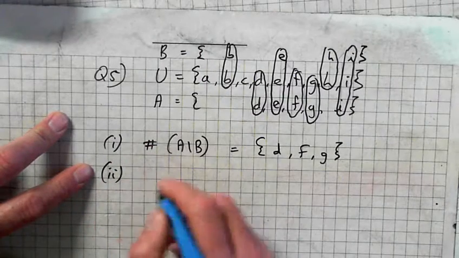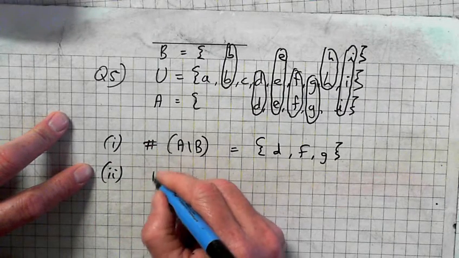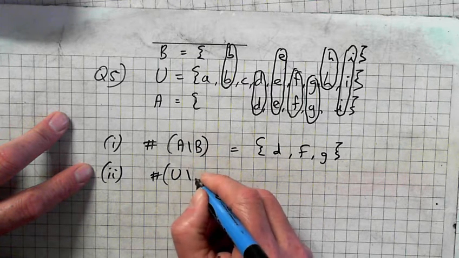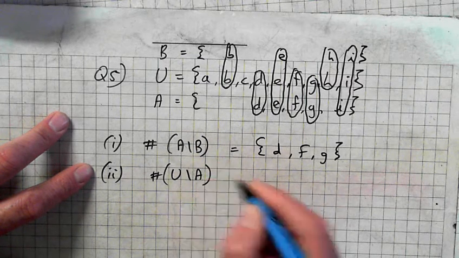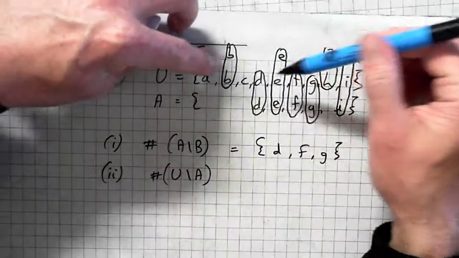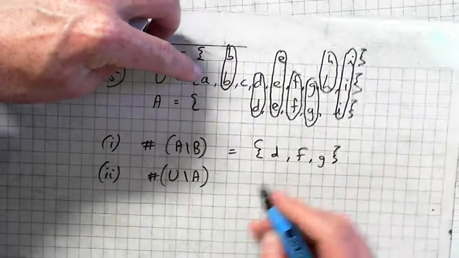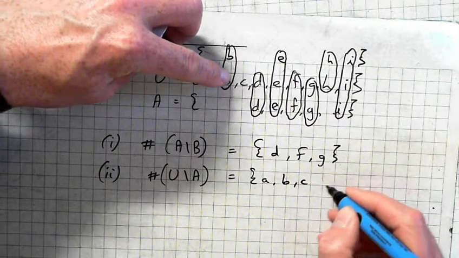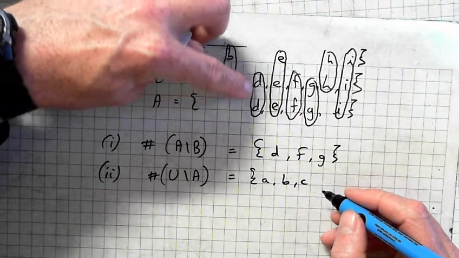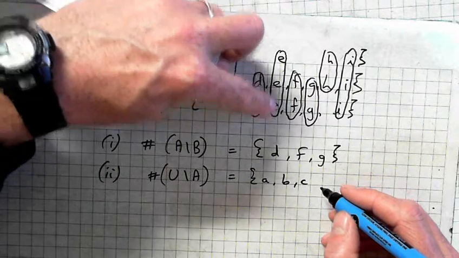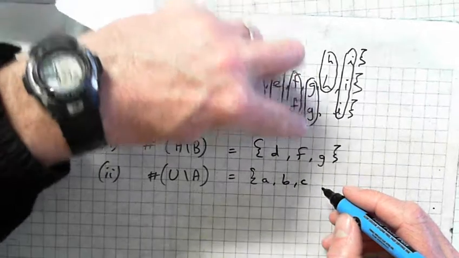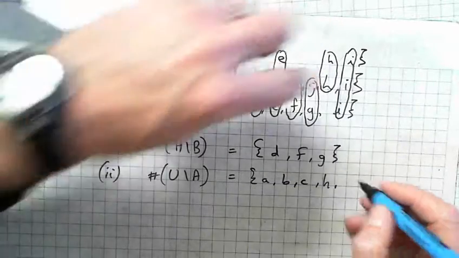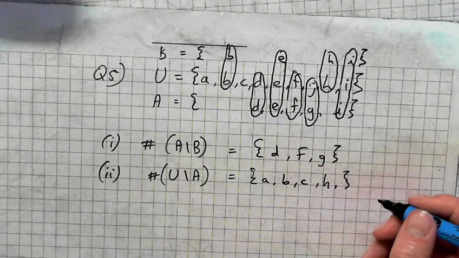Part 2. I want everything except A. So U, I want everything in U, but I don't want any of A. So B, H, C. I don't want D, that's in A. I don't want that. I don't want that. And I don't want that because that's in A. Do you understand that?